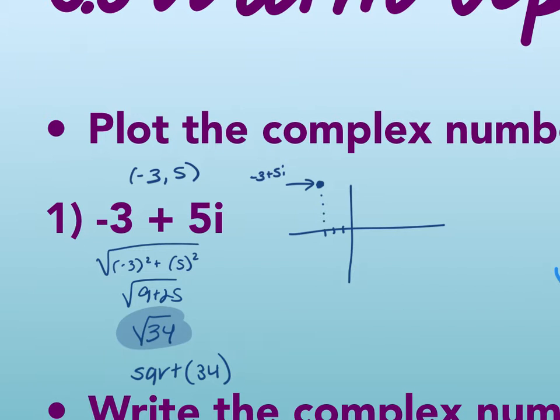So for -5i, this would have been 0 and -5. My radius came from here. It's the same one as above, as number 2. So I already know my radius is 5. And then tan -1 of b over a would be -5 over 0. And I'm trying to find the inverse tangent of something that's undefined.